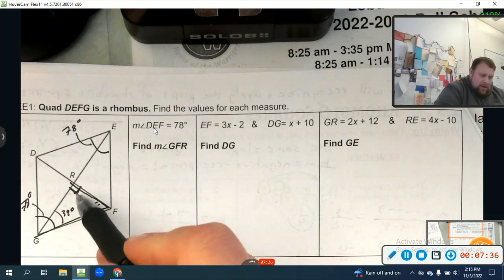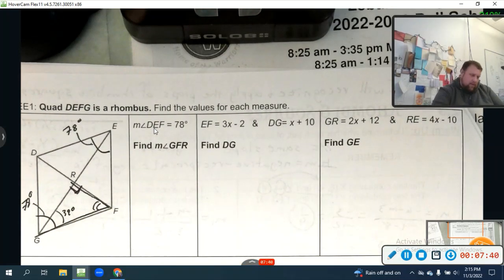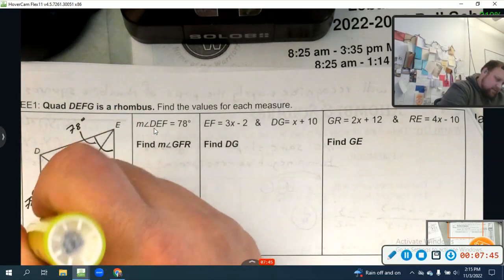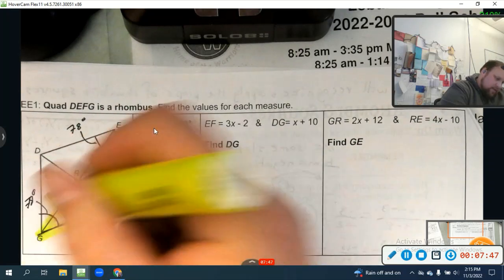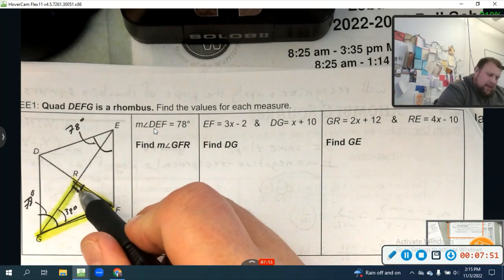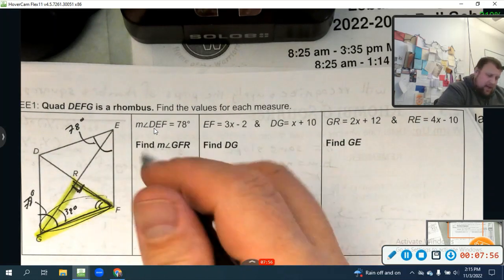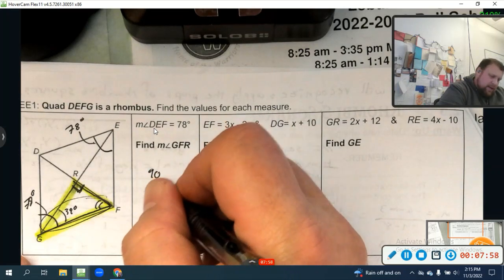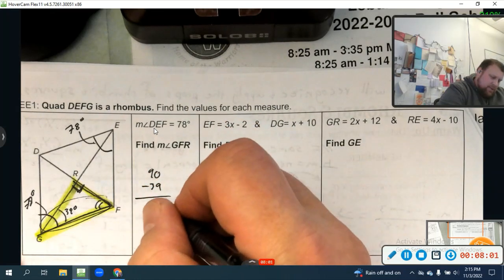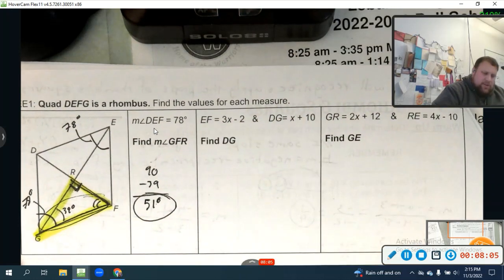And go with me. The angles of a triangle, if I just look at this triangle right here, GFR, I know the angles of a triangle add up to 180. 90 of them are right there, which means these two angles add up to 90, because 90 plus 90 is 180. So all I have to do is say 90 minus 39, which is 51 degrees, is the measure of angle GFR. Look at that, not bad at all.